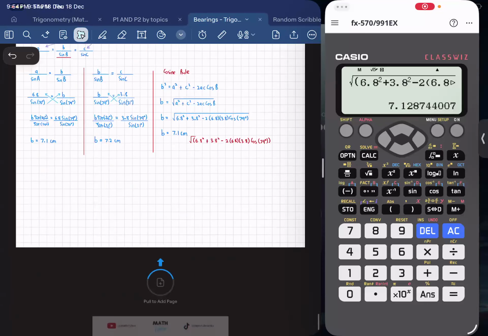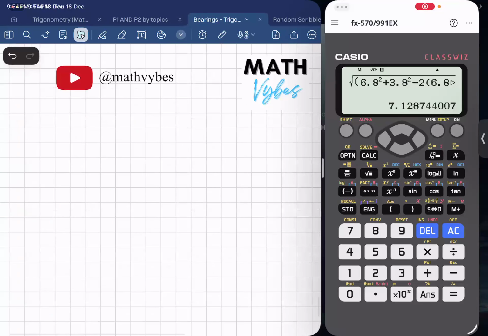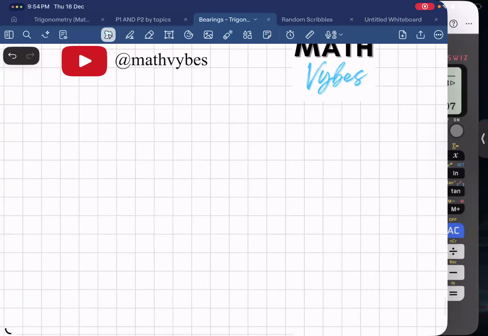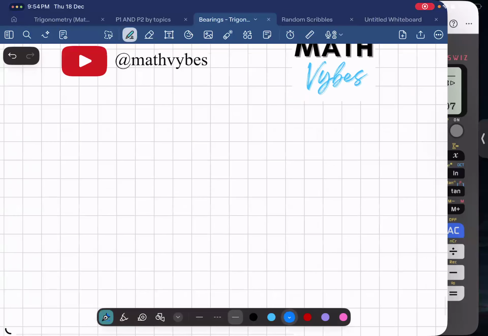All right. So guys, let's just do a quick summary before we do our past paper question. When would you use the cosine rule, guys? Remind me. For an included angle. Right. Use the cosine rule if you have an included angle.